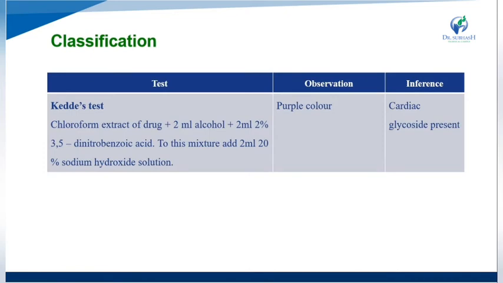Now we see the last test for cardiac glycosides, that is the Keddé test. In this test we take the chloroform extract of the crude drug, then add 2 ml of alcohol plus 2 ml of 2% 3,5-dinitrobenzoic acid, and to this mixture add 2 ml of 20% sodium hydroxide solution. They generate a purple color in the solution. That indicates cardiac glycosides are present in the structure.